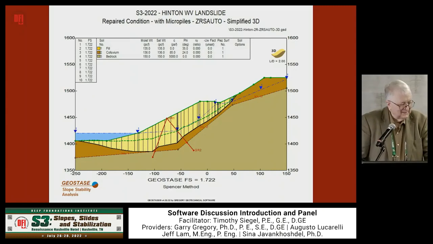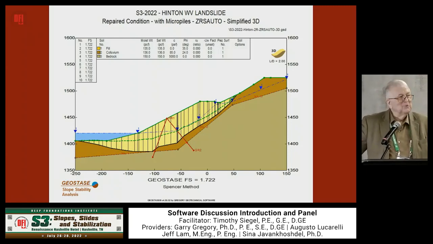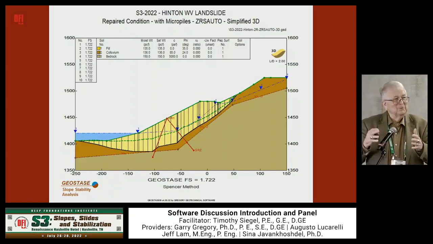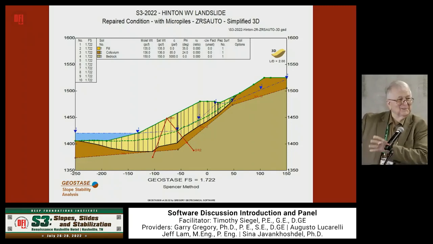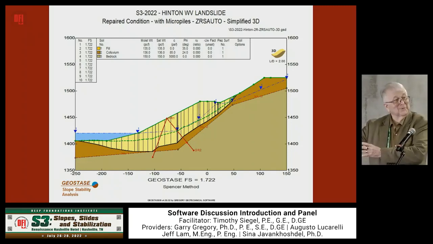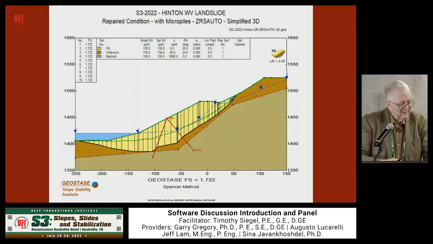Okay, so with that simplified 3D analysis, and by simplified, I mean it's the extruded section. In other words, it assumes that in the length that you assume, the stratigraphy is the same. If you go further along, you find the stratigraphy changes. It doesn't take that into account. You have to do another cross section at that point to analyze it in 3D.